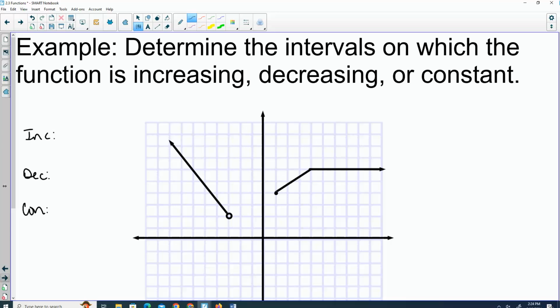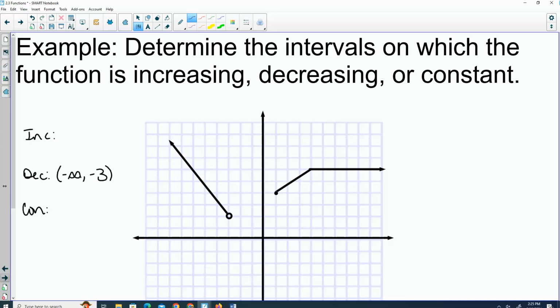Start out doing? Good. People always look at this and tell me it's increasing because the line's going up, but we're doing from left to right. So as I go from left to right, it is falling. Where is it coming from? Negative infinity always gets parentheses. And where does it stop? And since it's open, I have to do a parenthesis.